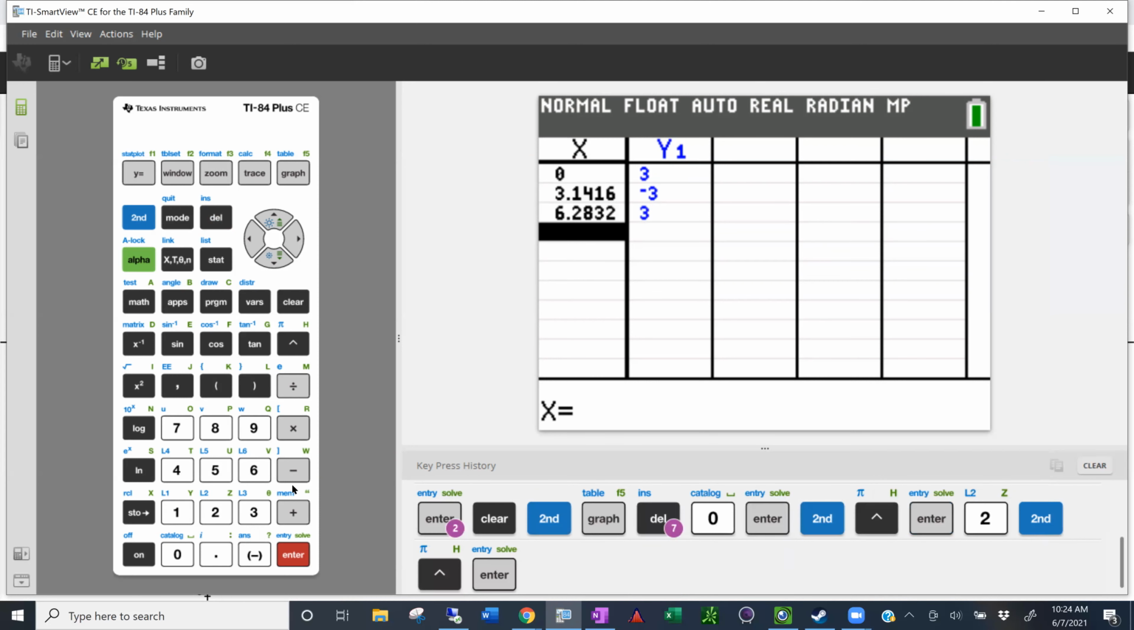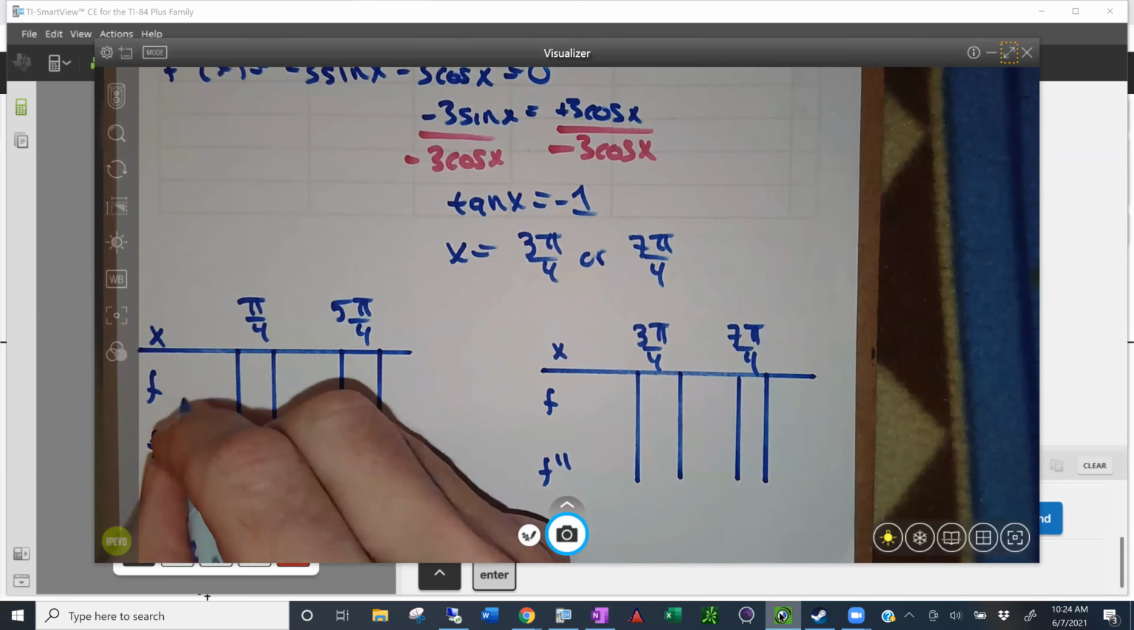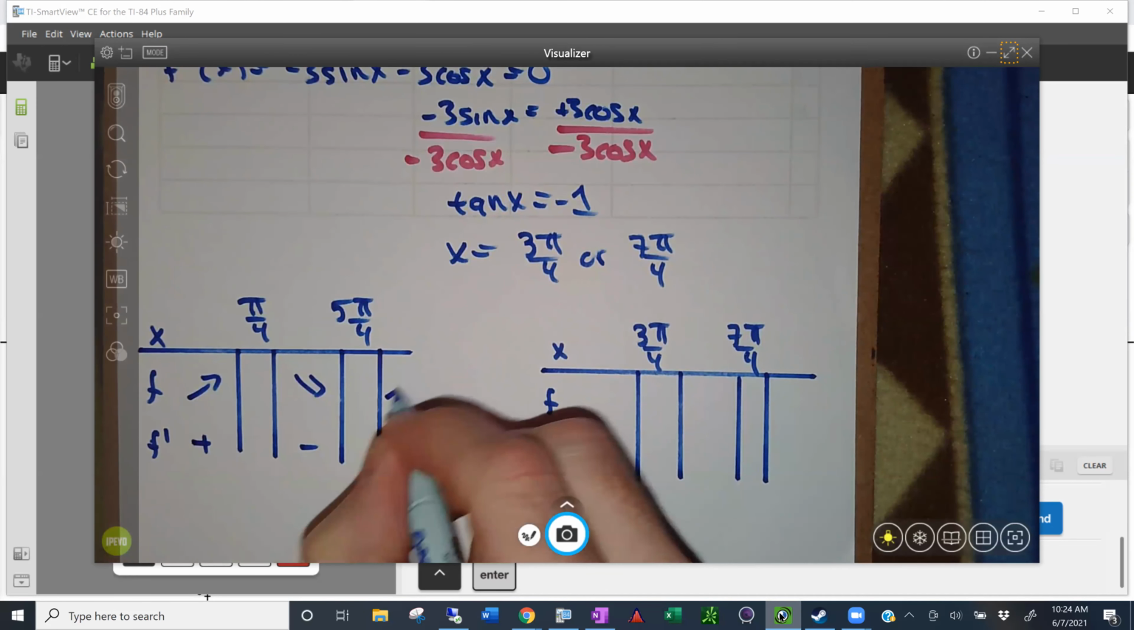So what's the relevant information I need from this table here, though? Just the signs, right? Just the signs. Well done, Matt. So positive, negative, positive. And that tells me that it's increasing, decreasing, and increasing.